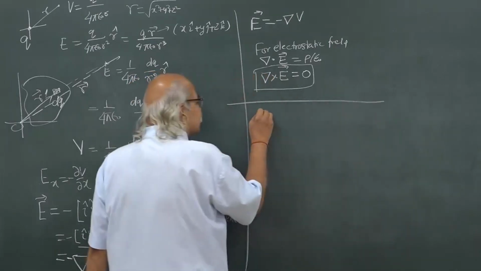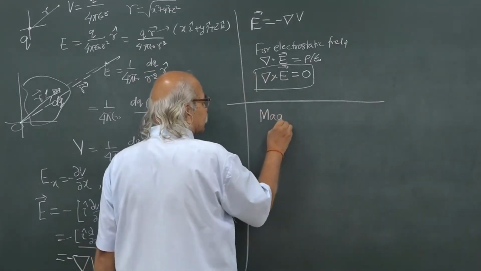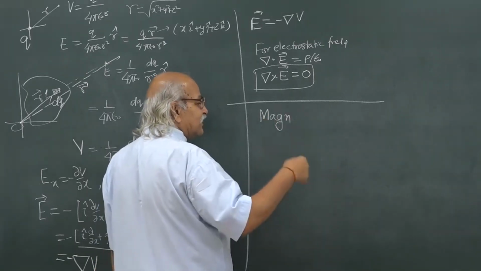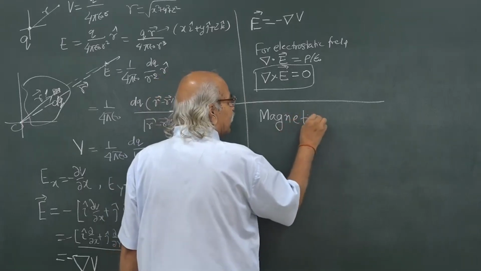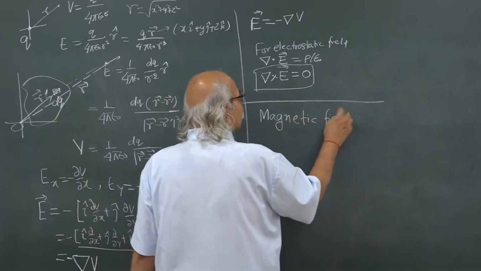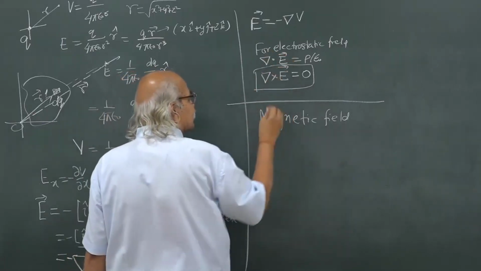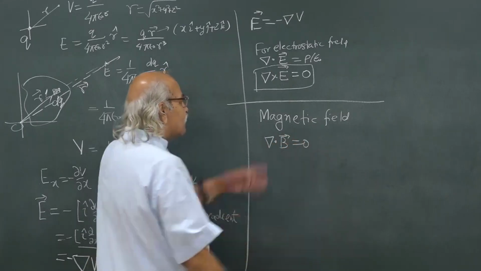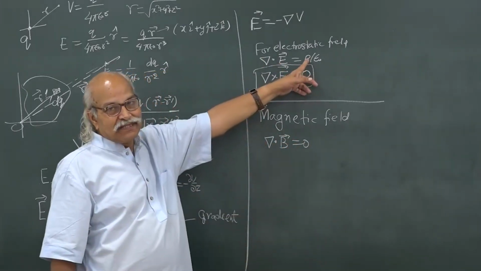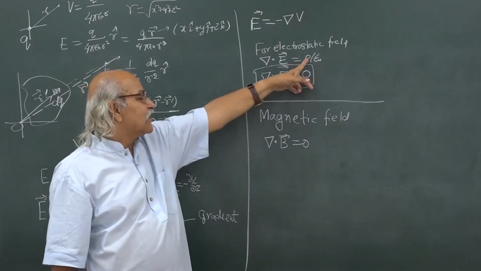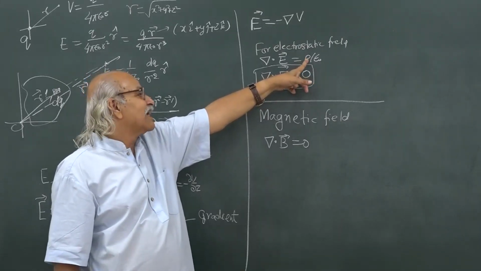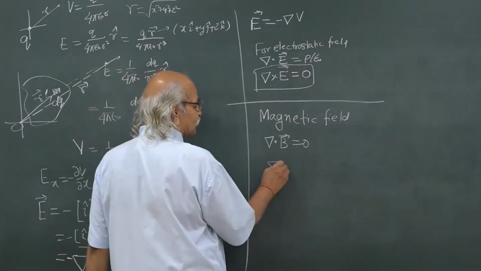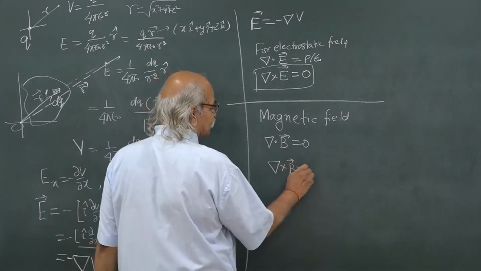Now, for magnetic field, magnetostatics we are starting with, but it is valid for time varying magnetic field also. So, for magnetic field these equations are different. The divergence of B is 0. Here the divergence of E is not 0, it is rho over epsilon naught. Wherever there is charge you have non-zero divergence, and here curl of B is not 0, curl of B is mu naught J.